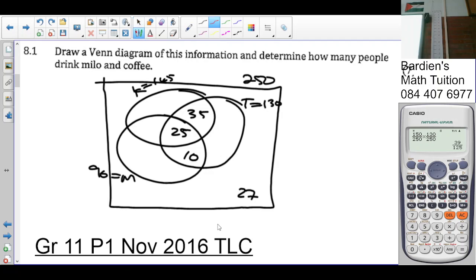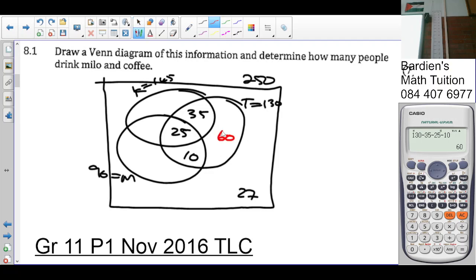So, what can be calculated? Tea only. So it's going to be 130 minus 35 minus 25 minus 10. So that gives us 60. Okay.